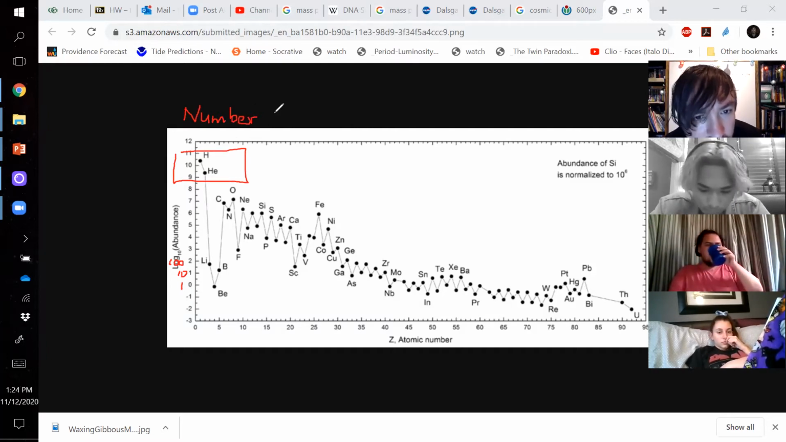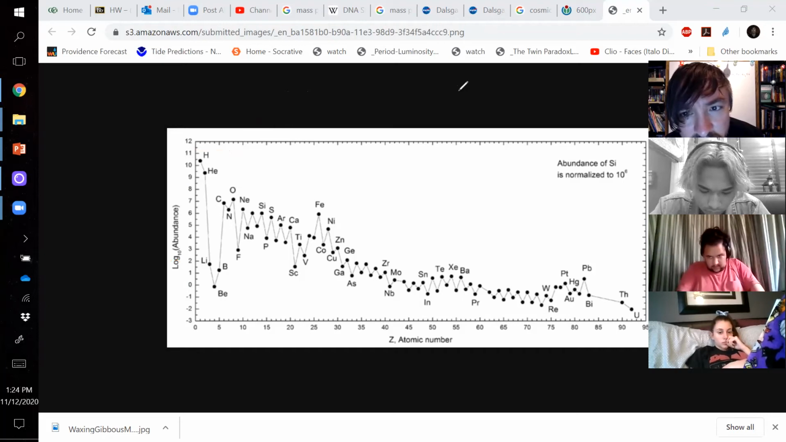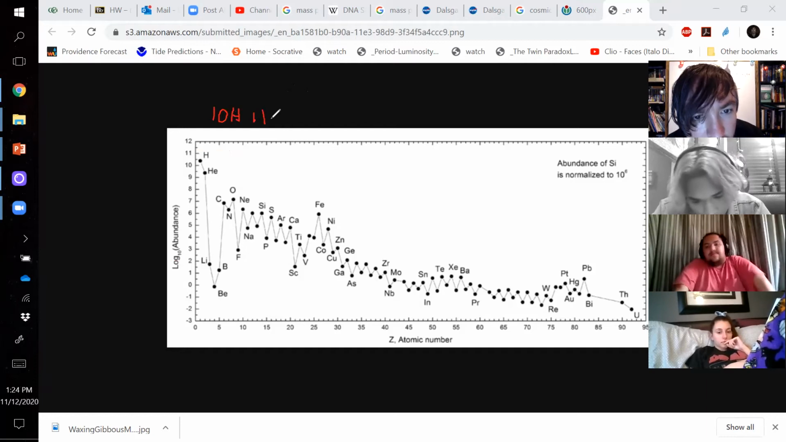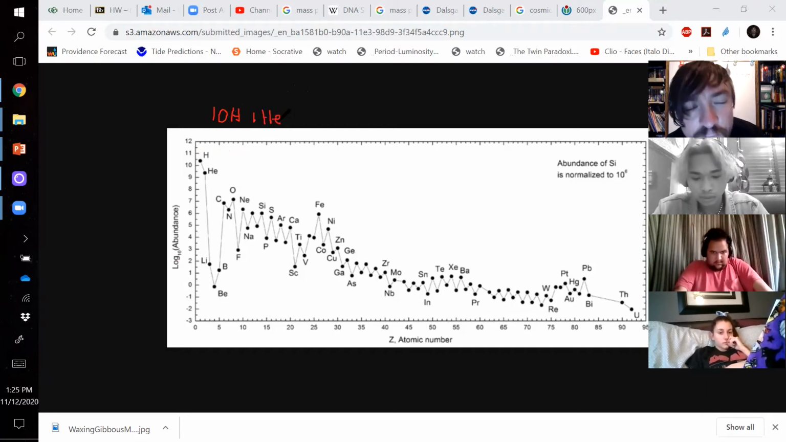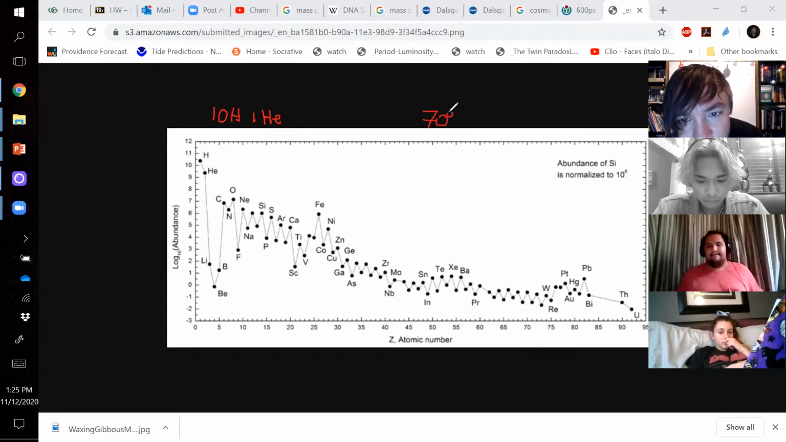If you do it by number of atoms, it's roughly 10 hydrogens to every 1 helium. But you remember that helium is 4 times more massive than hydrogen. If you multiply this by 4, the ratio by mass is 70% hydrogen by mass and 28% helium.